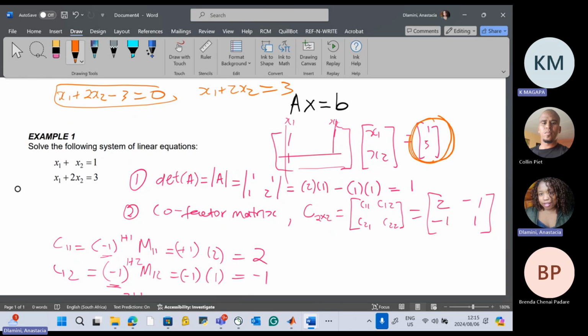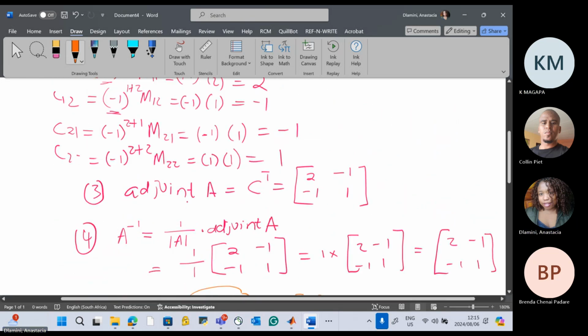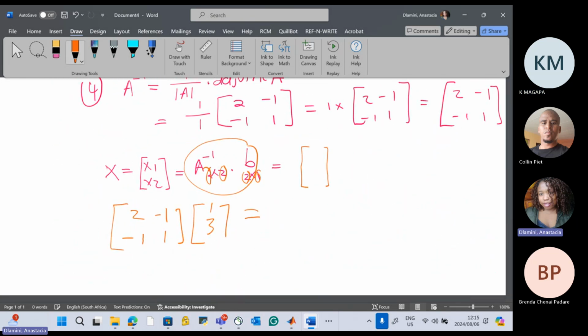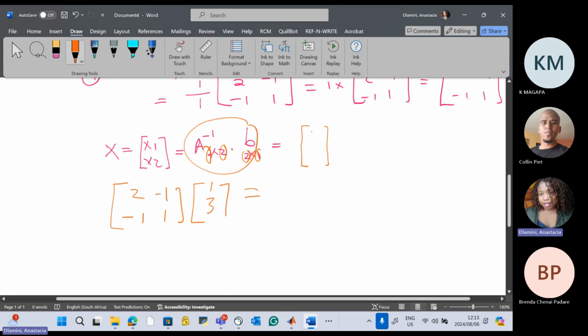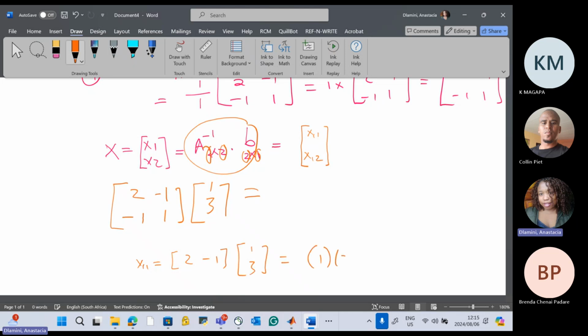Okay? Yes, ma'am. So now, let's go and multiply. Let's do the matrix multiplication. Let's call it x. This will be x1,1 and x1,2. So x1,1 is row 1, column 1. So that's 2, negative 1, then 1 and 3. So this will be equal to 1 times 2 plus negative 1 times 3.